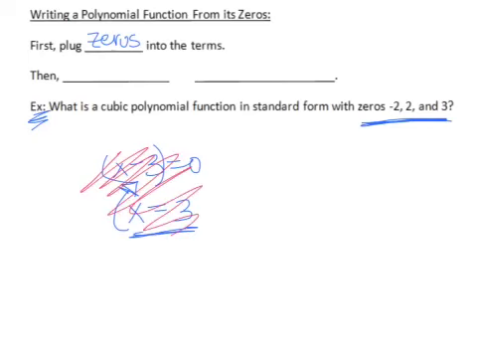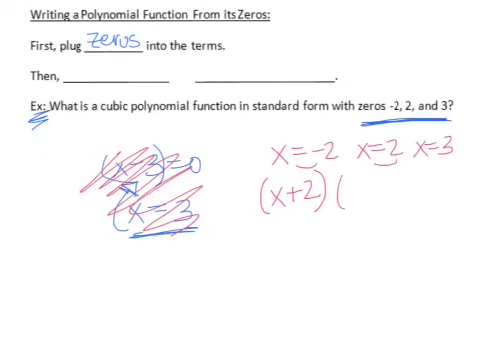So, since our zeros are x equals negative 2, and x equals 2, and x equals 3, the factors are going to be x plus 2. Because remember, to get this to the other side, I'd have to add 2 to get it to the other side. To move this 2 to the other side, I would have to subtract it, so my factor would be x minus 2. And to move this 3 to the other side, I would have to subtract it, so it would be x minus 3.